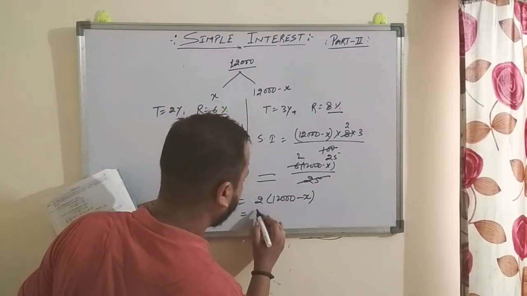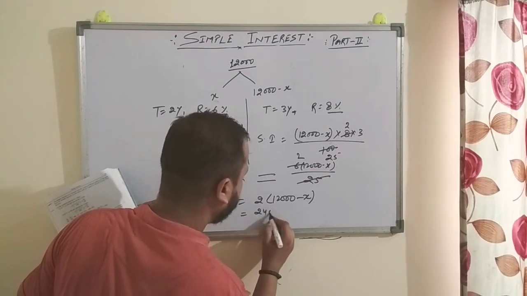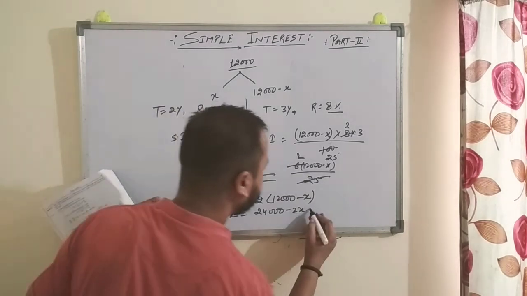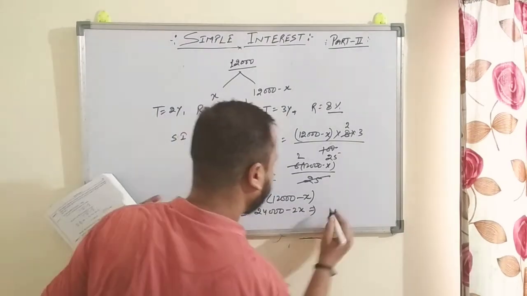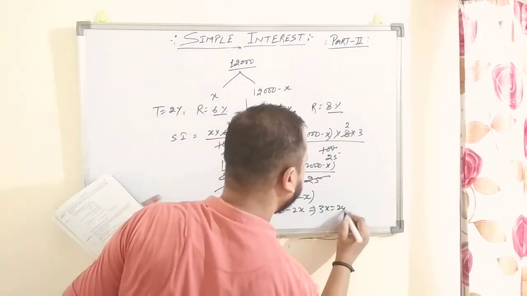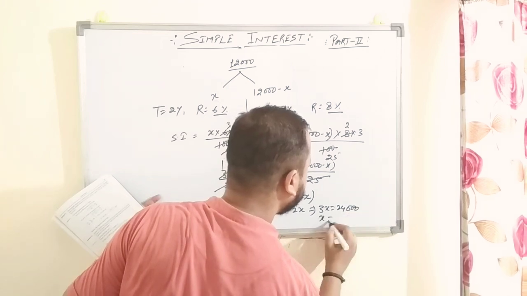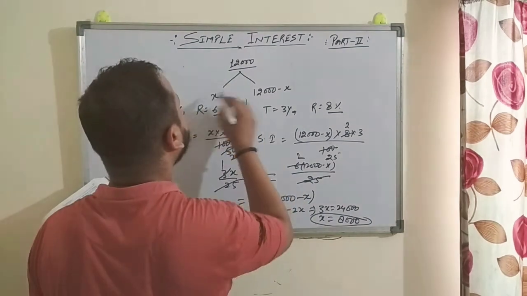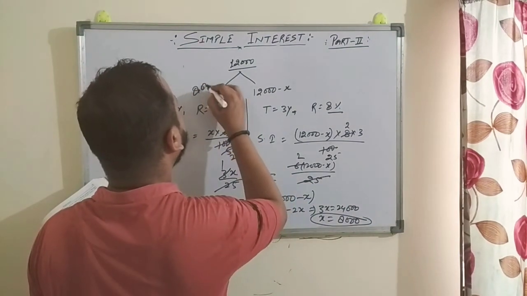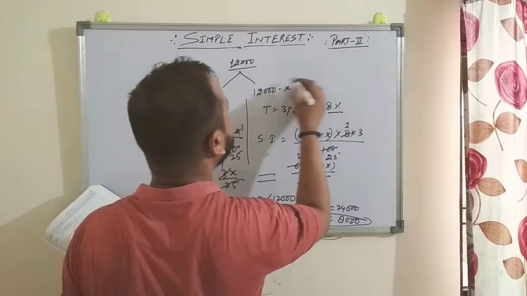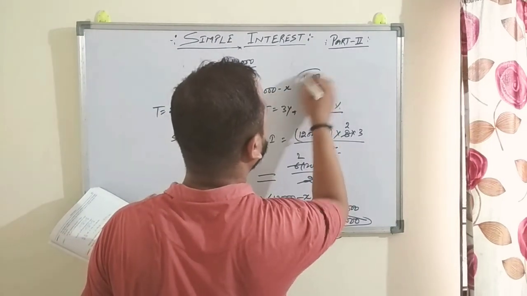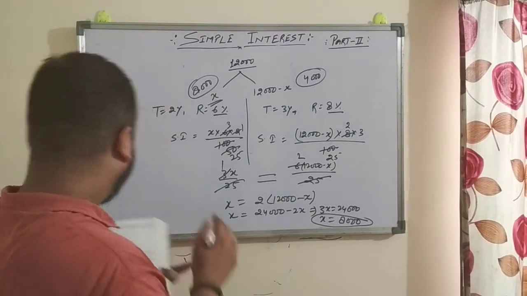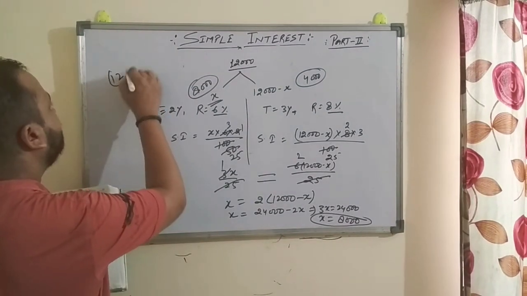So 24,000 minus 2x is equal to x. So this comes here, so 3x is equal to 24,000. So x is equal to 8,000. So this is 8,000 and this is 4,000, 12,000 minus 8,000, that is 4,000. So this way you can do it.